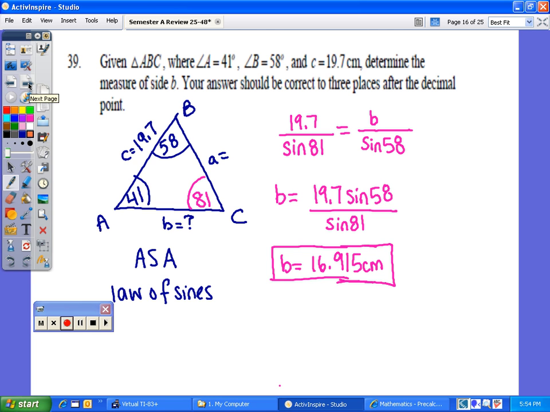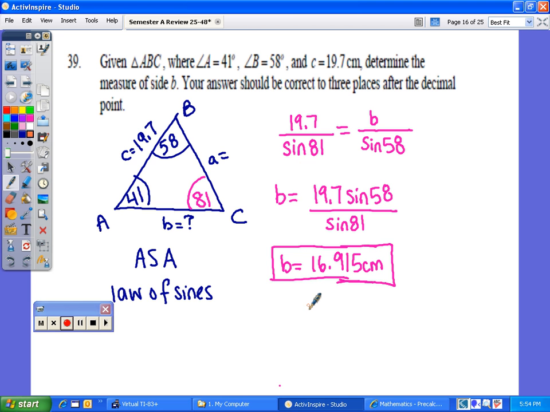Alright, always set up your triangle. So I set up my triangle here, and I found out based on the information they gave me, it's ASA, so I'm going to use law of sines. So I was able to find the last angle because, you know, they gave me 2 angles. So I use my law of sines. It's written backwards from what the packet gives you, but you still get the same answer.